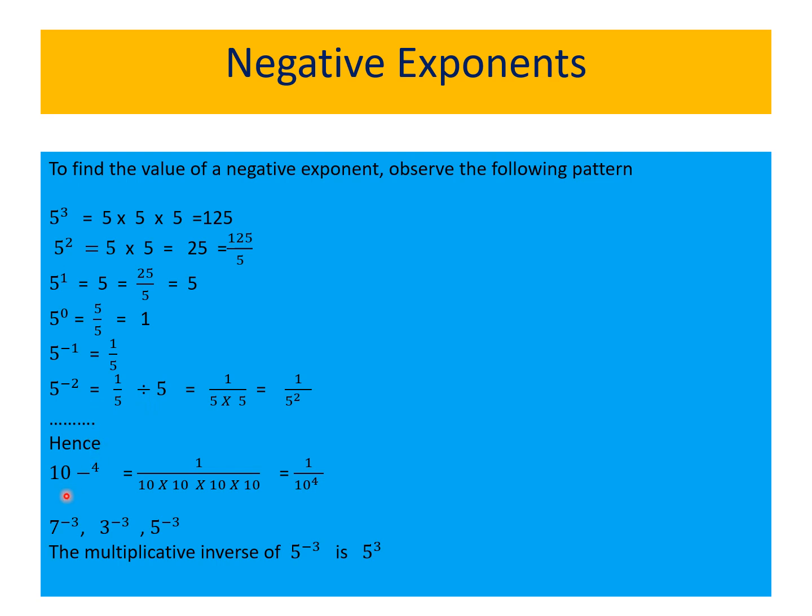After that, here is another example shown for you. 10 power minus 4 is equal to 1 divided by 10 into 10 into 10 into 10, which is equal to 1 by 10 power 4. 4 times we have written the 10, so it is written as 10 power 4. The negative exponent 10 power minus 4 is written as a positive exponent when we write it in the denominator, 1 by 10 power 4.